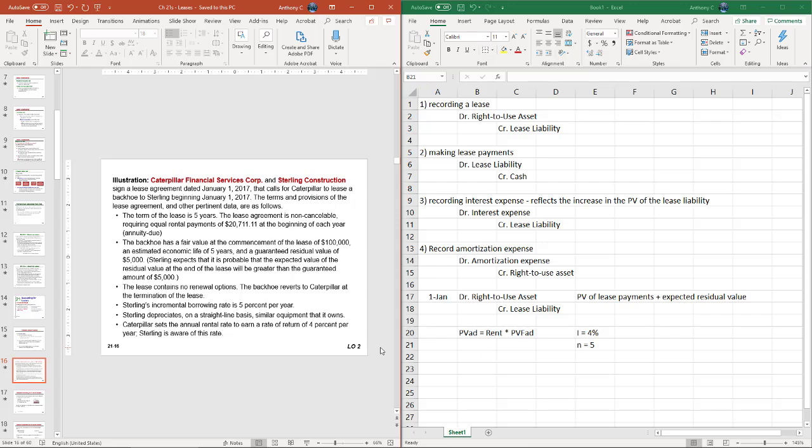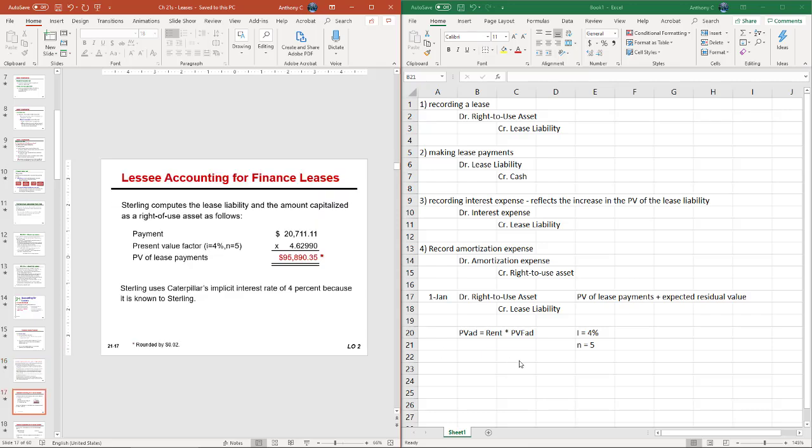If we take the present value of this, which is shown on the next slide, we can look up the present value factor. Present value factor of the lease payments is equal to the 95,890 roughly.